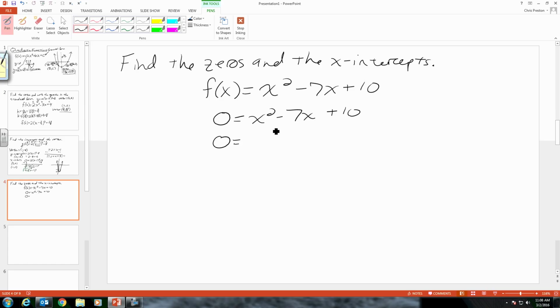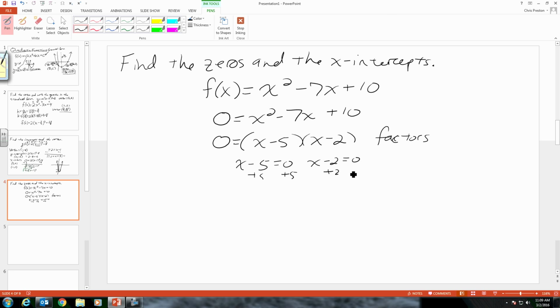Again, I could use the quadratic formula or anything, but this is factorable, so I'm going to go ahead and factor this as x minus 5, x minus 2, factors of 10 that add to make 7. Both of them are negative. So these are the factors. I set each one of these equal to 0. I work that out, add 5, add 2, and I get x equals 5 and positive 2. And these are the zeros.